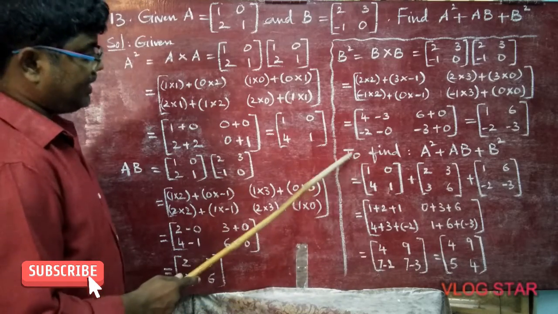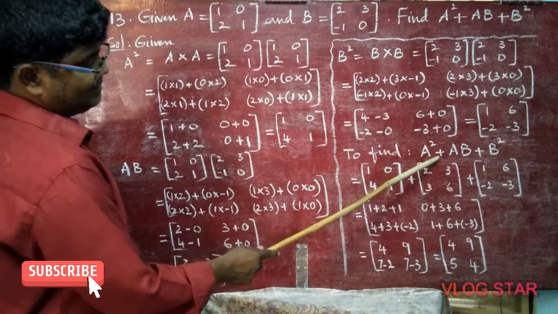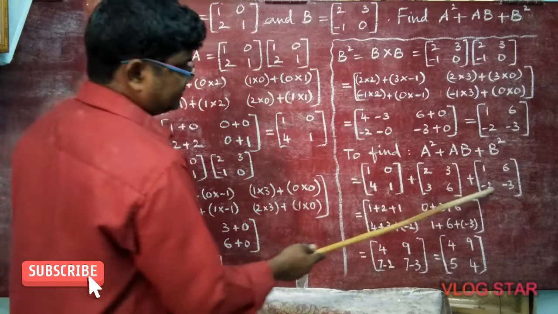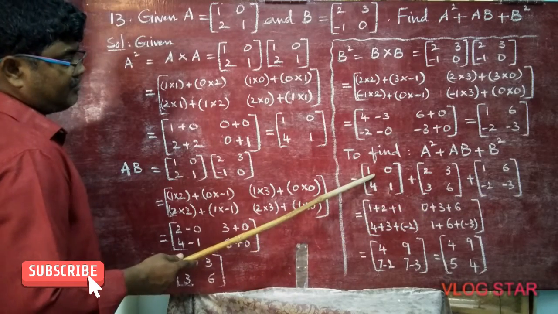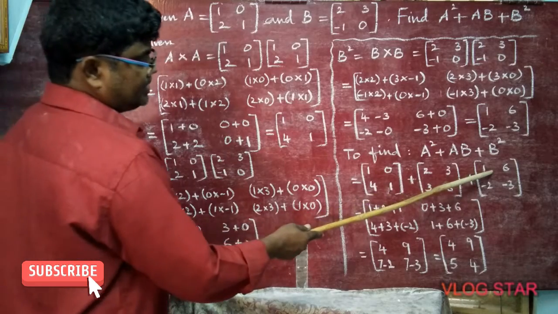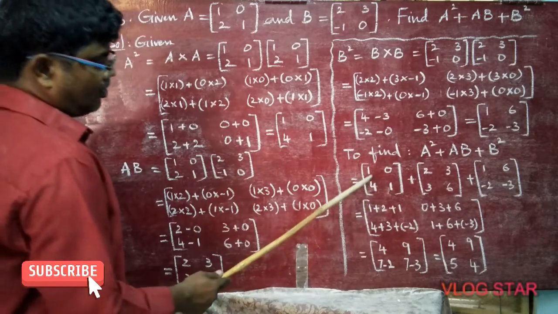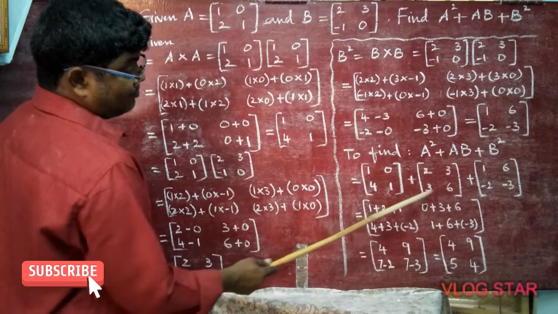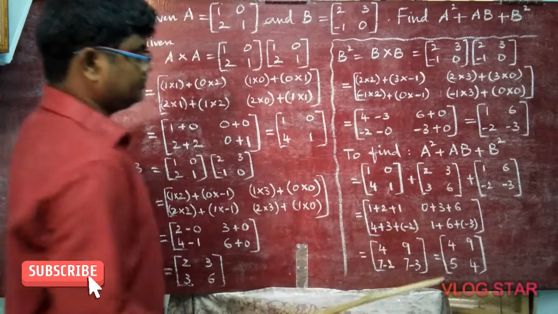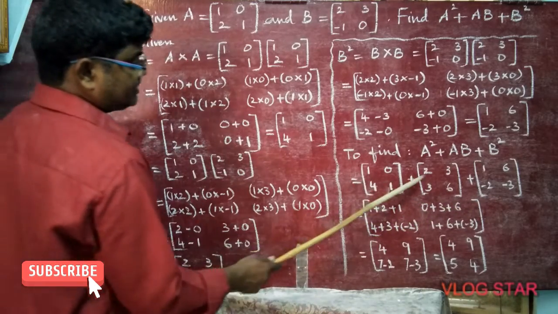Now what were we told to find? To find A square plus AB plus B square, all three together. Now A square value you have written, plus AB value you have written, plus B square value you have written. For addition of matrices the order should be the same. All three are 2 by 2 order only. So you are adding first element with first element with first element.